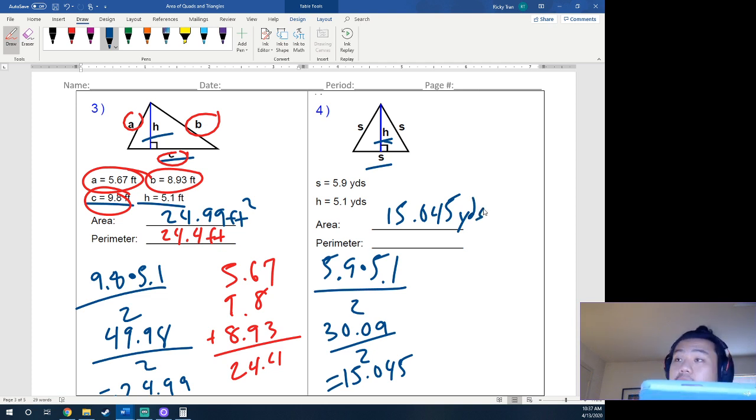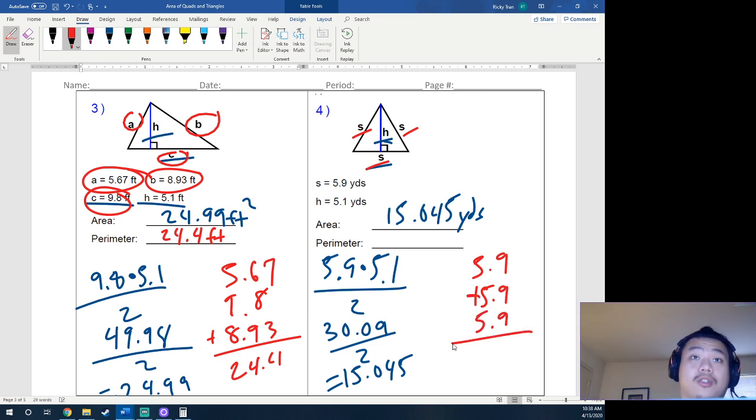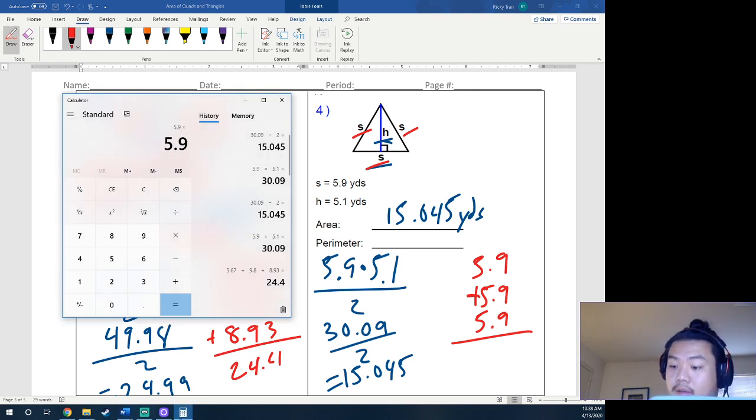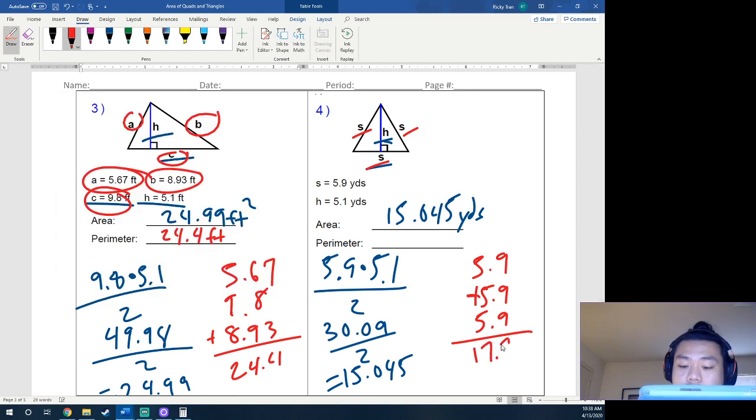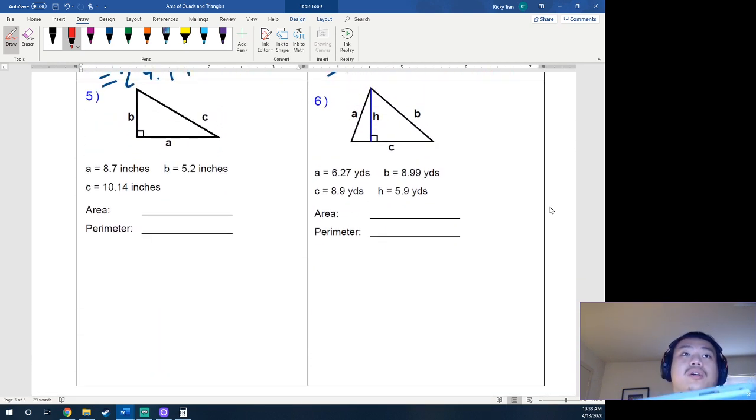Awesome. And then we have perimeter, which is add all these sides, or 5.9 plus 5.9 plus 5.9, which is the same as 5.9 times 3, which is 17.7. All right. Yards. 17.7 yards. Okay. Last 2 questions, guys.